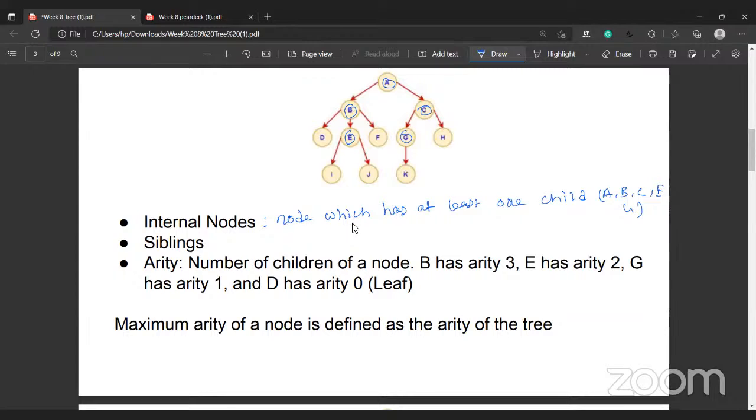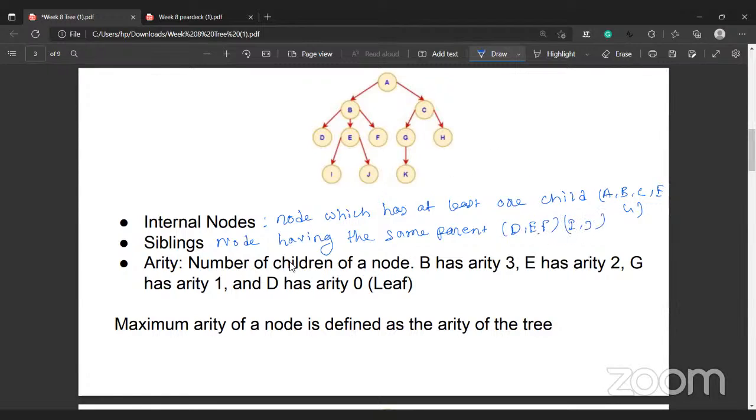Nodes having the same parents are called siblings. Like D, E, F are the siblings. G and H are the siblings. I, J are the siblings. So nodes having the same parents, like D, E, F and I, J, like this.